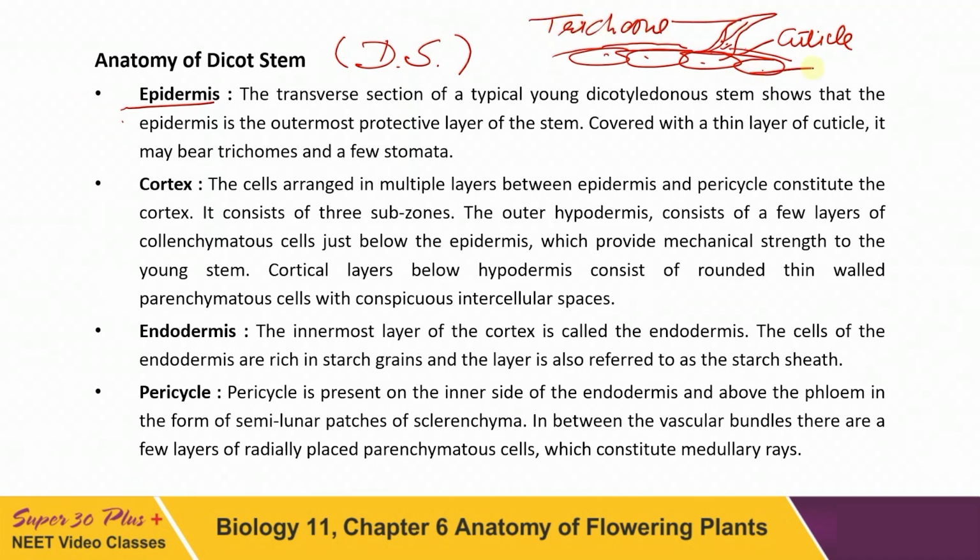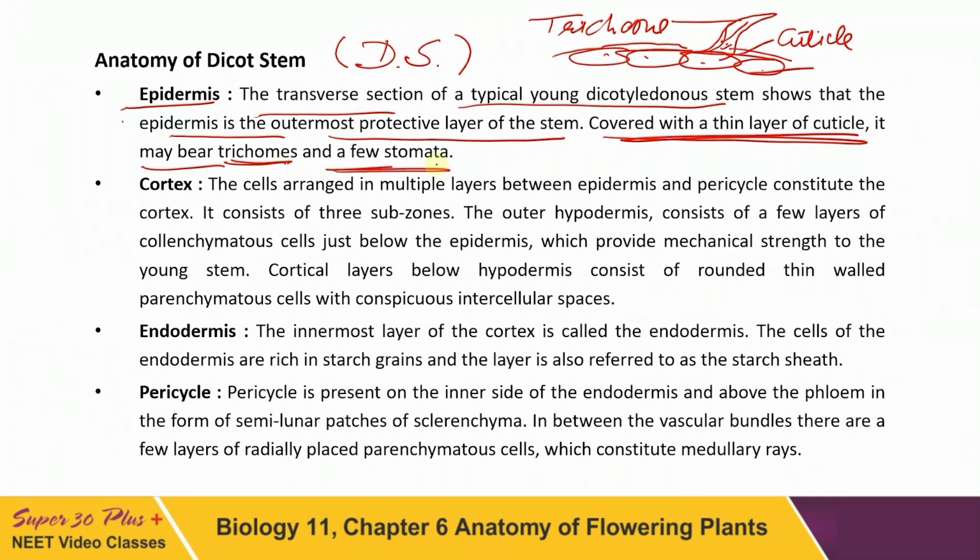This is the outermost epidermis. In transverse section, typical of a young dicot stem, the epidermis is the outermost protective layer. It is covered with a thin layer of cuticle, and it may have several multicellular trichomes. In a green young stem, stomata may also be present. These are the stomata here for gaseous exchange.